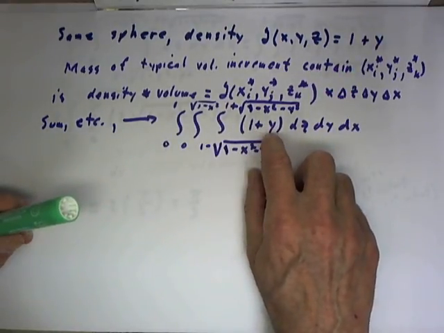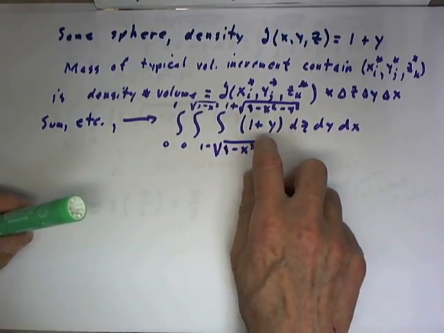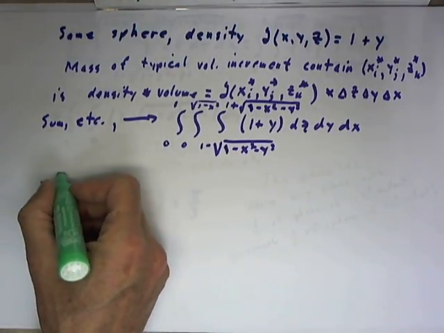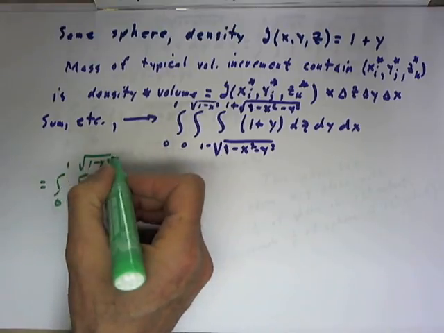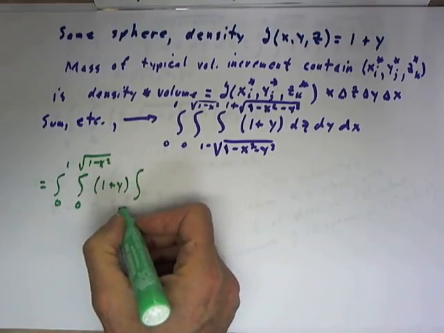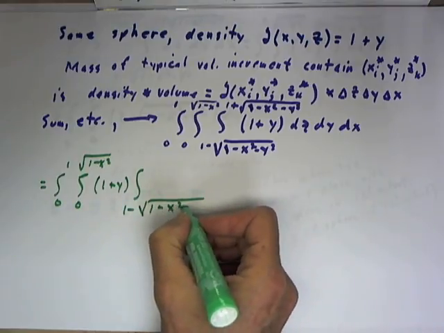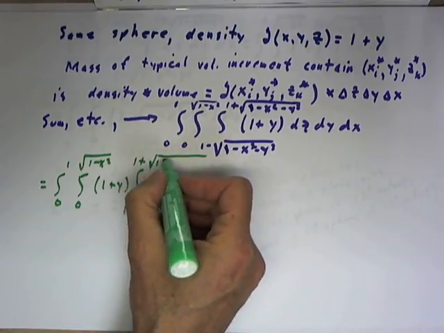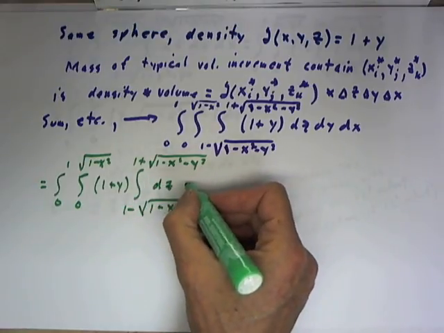Okay. Our antiderivative of 1 plus y with respect to z, well, the 1 plus y is constant with respect to z. So we can first say that this is going to be the integral from 0 to 1, from 0 to the square root of 1 minus x squared, and then I'm going to factor out the 1 plus y before writing the z integral, which will be 1 minus the square root of, let's stop and make sure we get the 1 in here, 1 minus x squared minus y squared, to 1 plus the square root of 1 minus x squared minus y squared. Now we have dz, dy, dx.